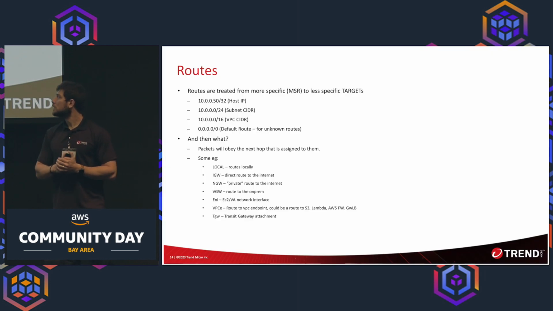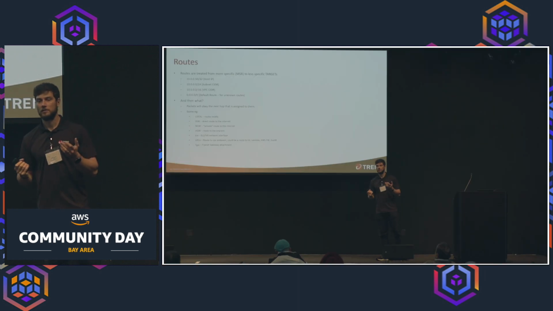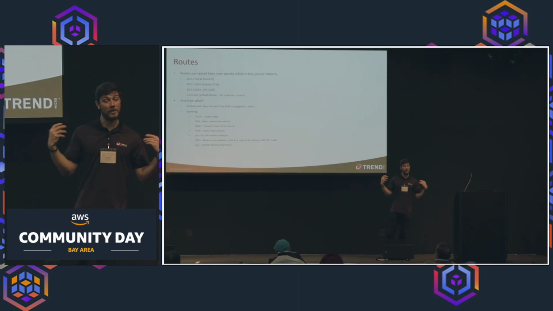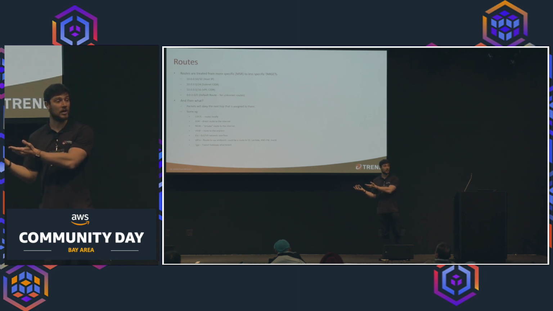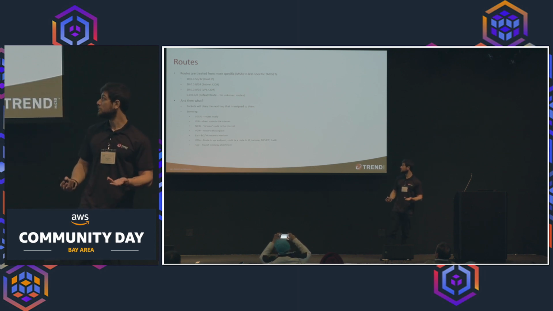And now, just for you to see some examples of the routes, so as an instance, we have a /32, host IP, /24 and 16s. These tend to be VPC CIDRs and subnet CIDRs, and 0.0.0.0/0, the default route. That you use it for internet, or I don't know, just send to the next hop, it will probably know.